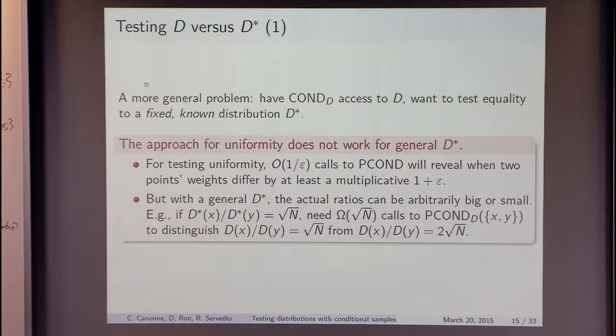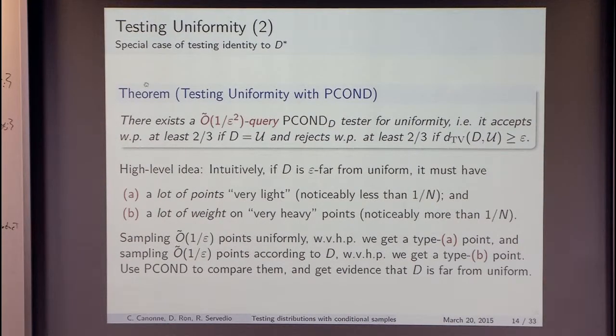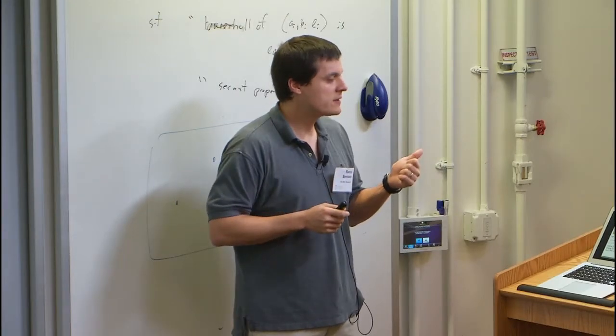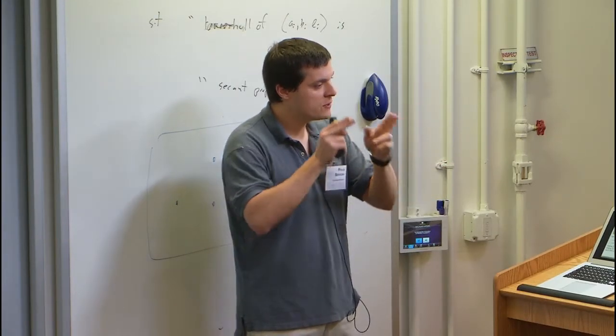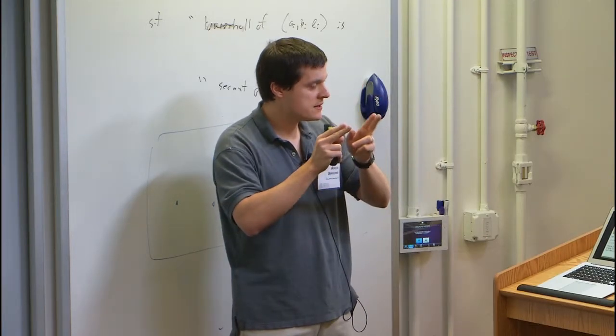Yeah? I'm a little bit confused with the model still. Sure, yeah. So, sampling according to D is the standard model, right? Sampling according to D is the standard model. In the pair cond model, you get to make samples according to D, and you get to make a conditional query on a subset of size 2.